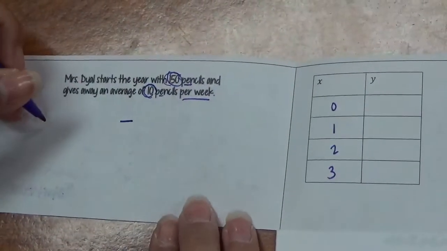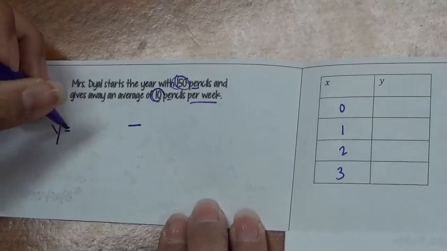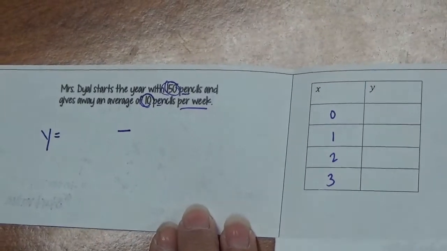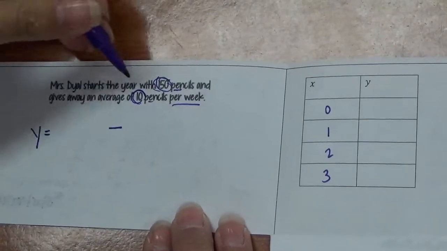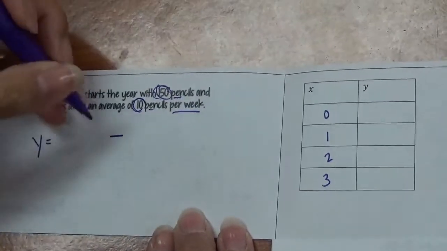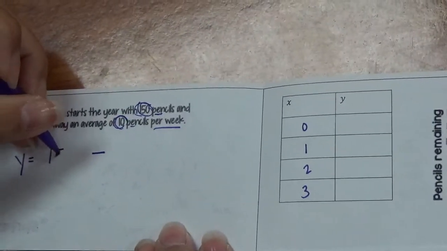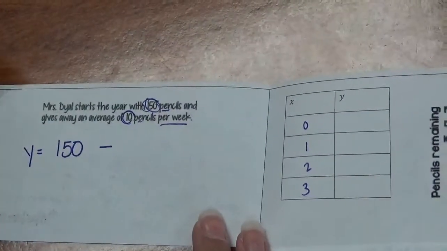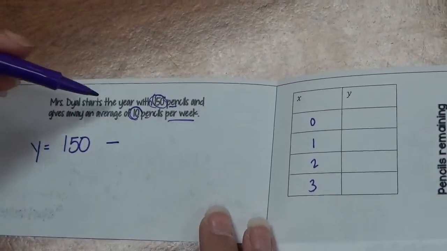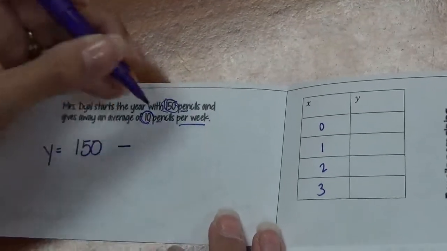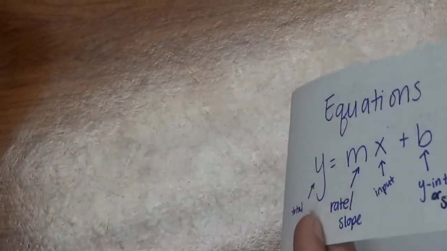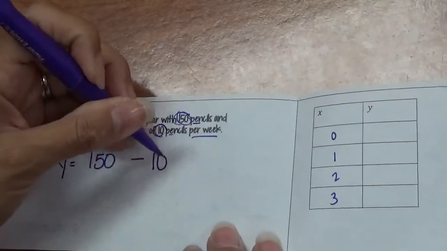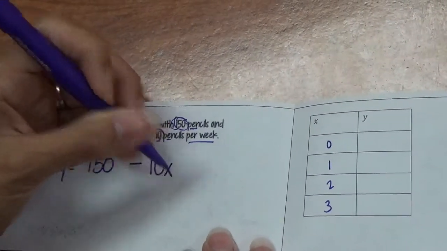Okay, my equation, I'm going to start with y. Now, what was my start value? My variable starts the year, okay, with 150 pencils. So we're going to write my start value, or my b, 150, and she gives away an average of 10 per week. So I'm going to have 10 as my rate or slope, and then x is going to remain the same for right now because I'm not sure what x is.